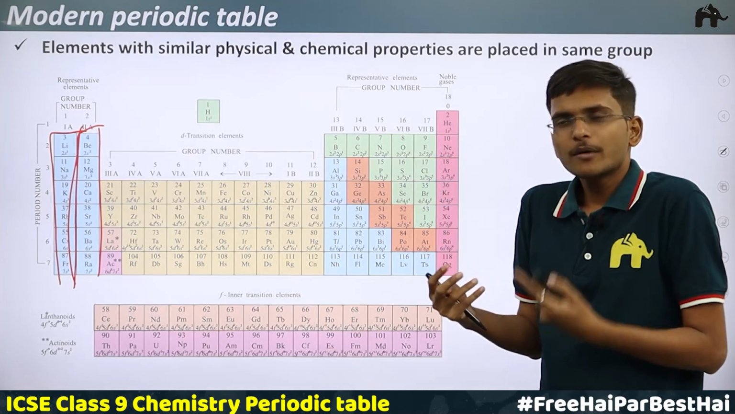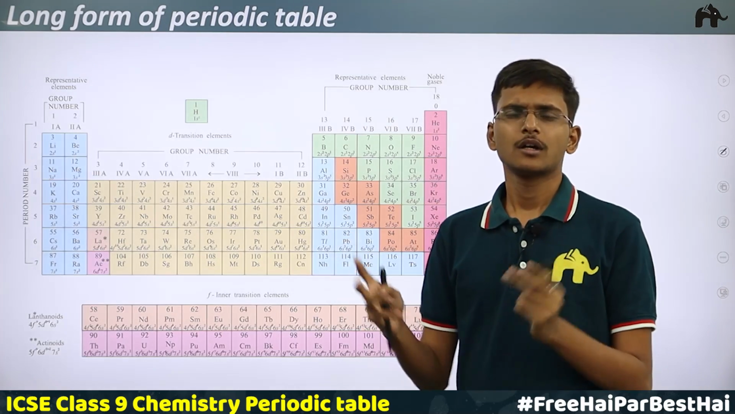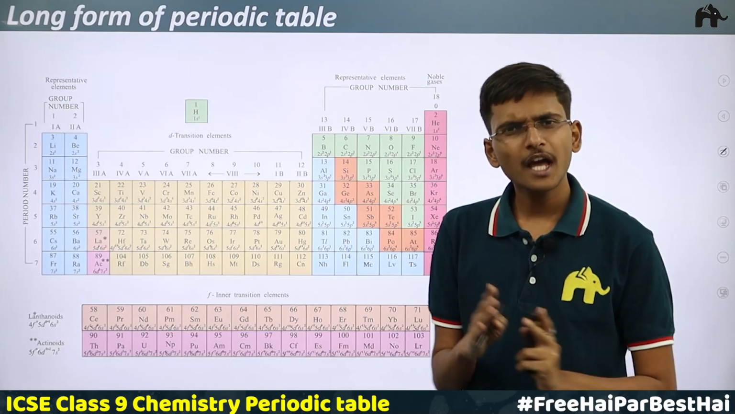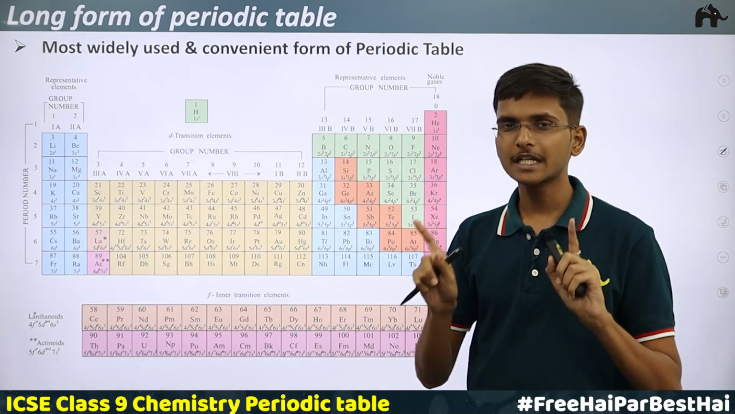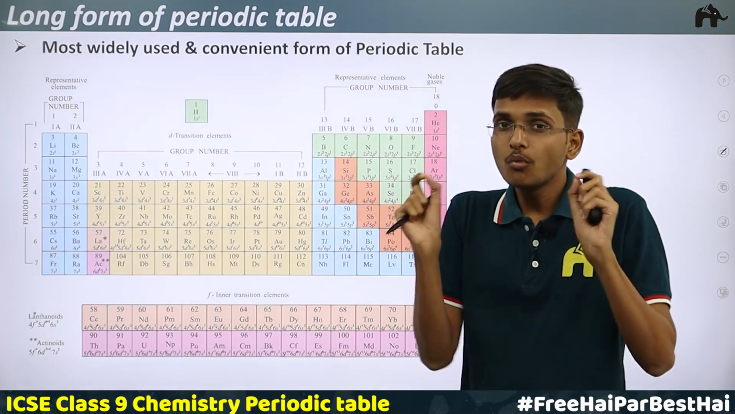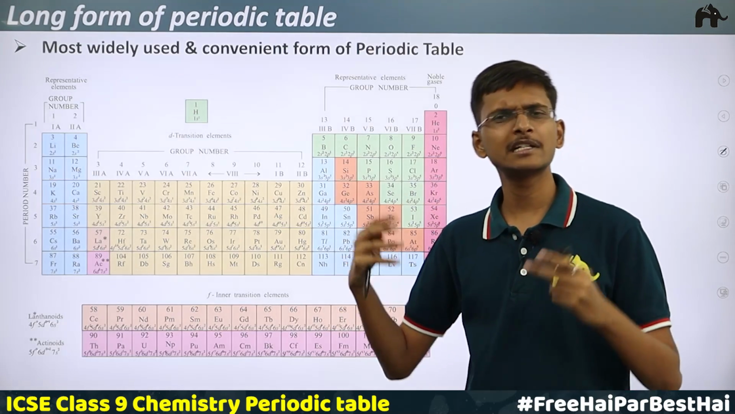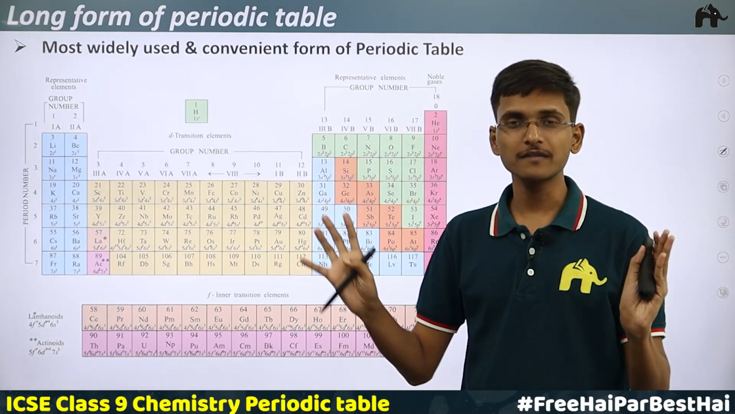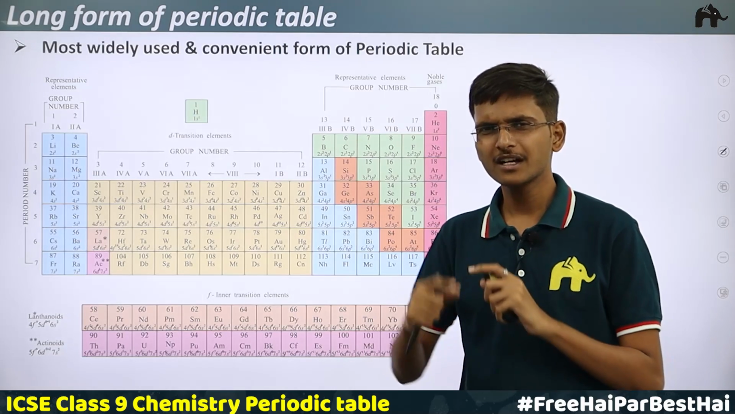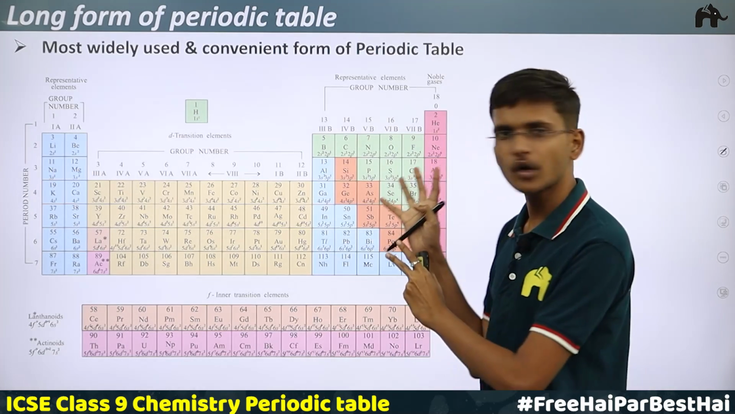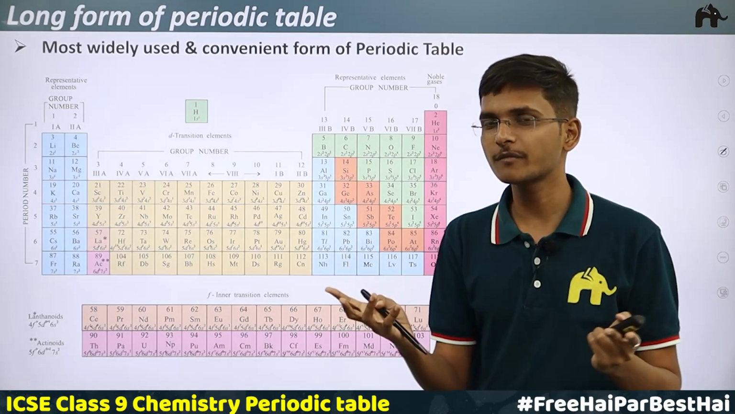Now, there are so many versions of the modern periodic table, but the most widely used and very convenient for us is the long form of the periodic table. Clear? Before getting into more details of the long form, how the elements are arranged, and how many periods and groups there are, we would just have a look at the demerits of Mendeleev's periodic table, and let's figure out whether this new periodic table is able to eradicate all the demerits of Mendeleev's periodic table or not.